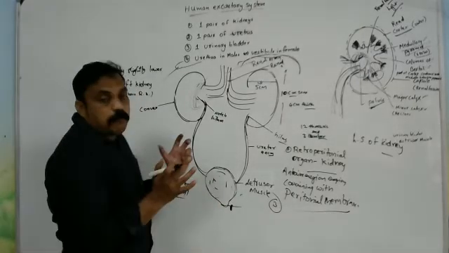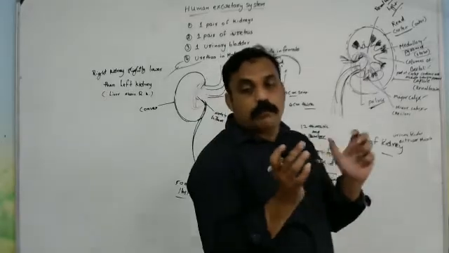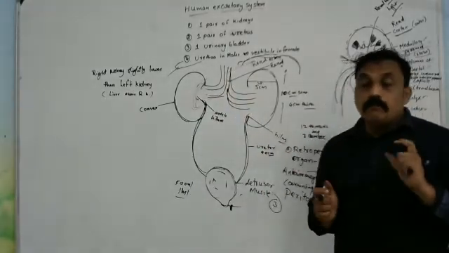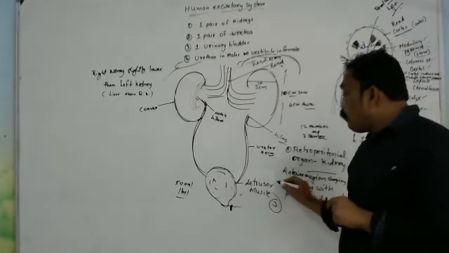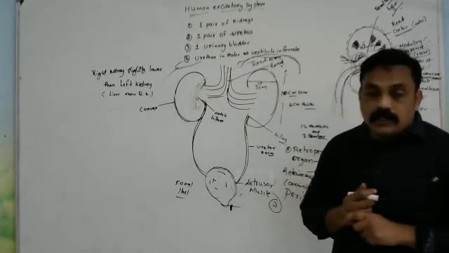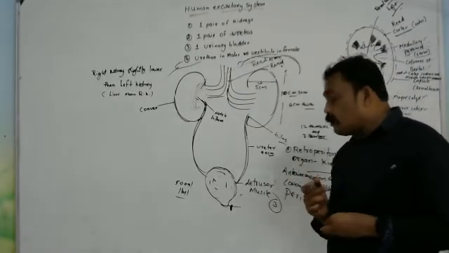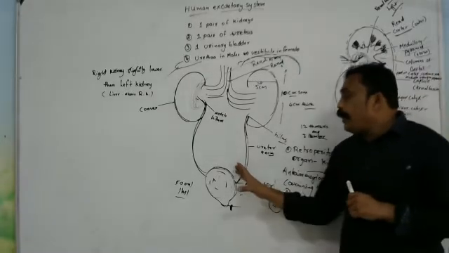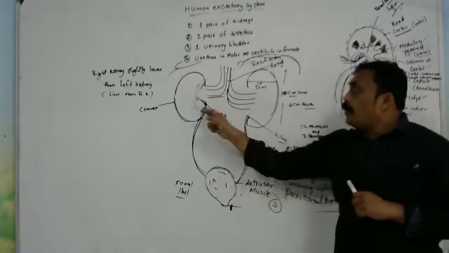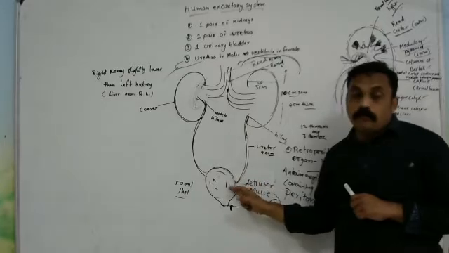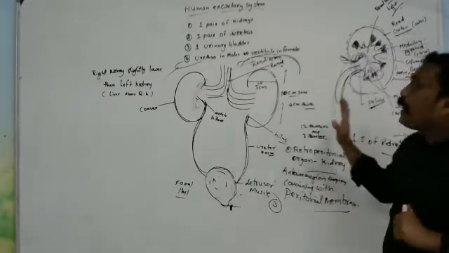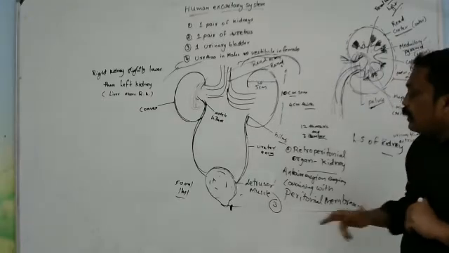It is lined with transitional epithelium and made up of muscles, smooth muscles, which we call detrusor muscle. Try to remember that point. So the excretory system has one pair of kidneys, one pair of ureters, one urinary bladder, and also the urethra.